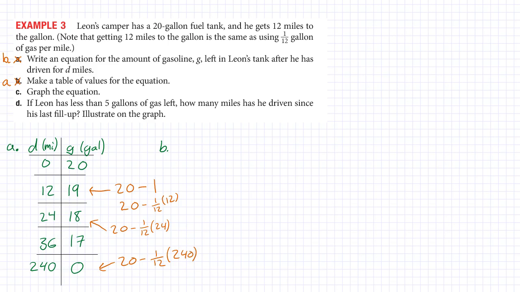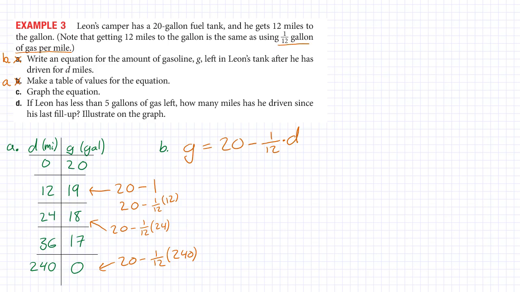The rate of change here is 1/12 of a gallon of gas per mile. So we can write this equation as G equals 20 minus the rate, 1/12, times the distance gone.